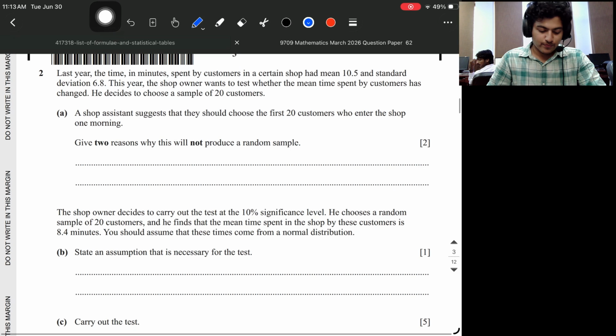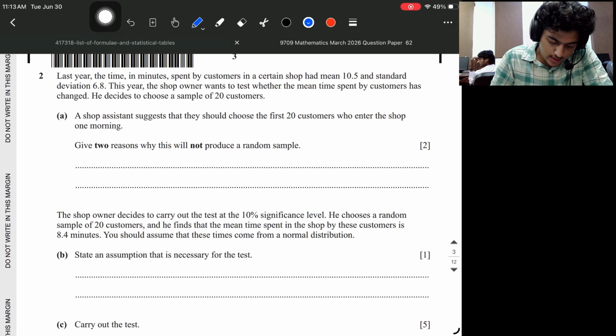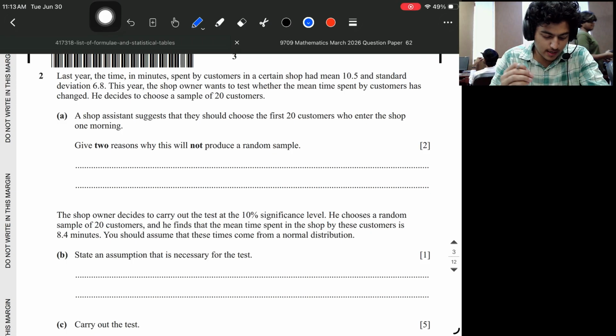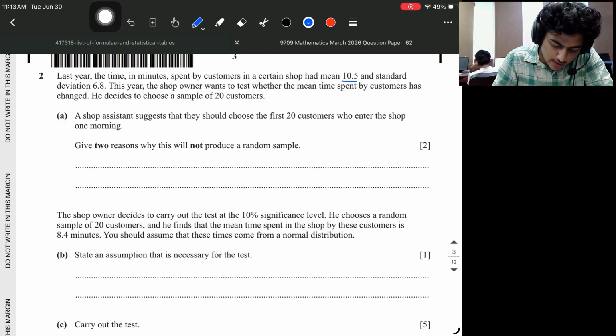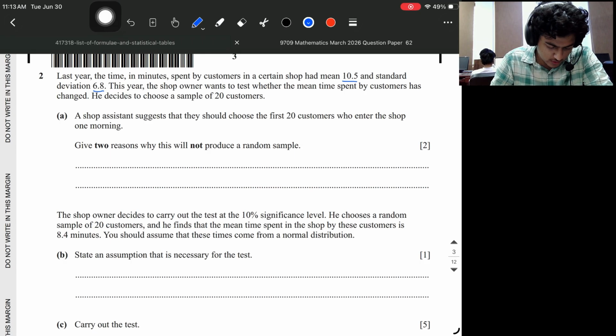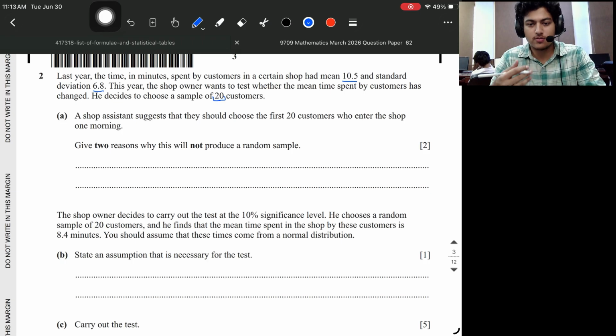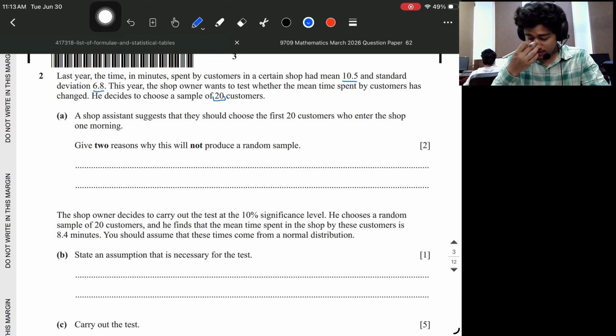Question 2 says that last year the time in minutes spent by customers in a certain shop had mean 10.5 and standard deviation 6.8. So they've already given you the mean and the standard deviation. This year the shop owner wants to test whether the mean time spent by customers has changed. He decides to choose a sample of 20 customers. This is going to be your n. This is typically going to be a hypothesis testing question.